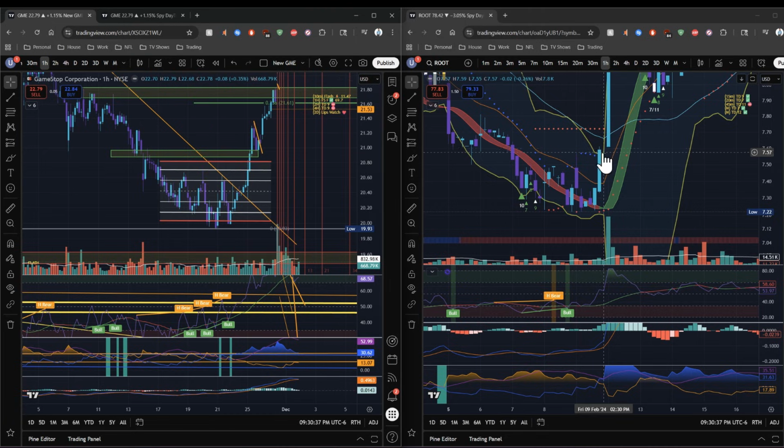And we saw the same thing with Root. Granted, this is just the 1 hour chart and one candle, but it did the same thing, right? Made a new higher high over the previous trading range, back tested, and then went higher. That's exactly what you want to see.